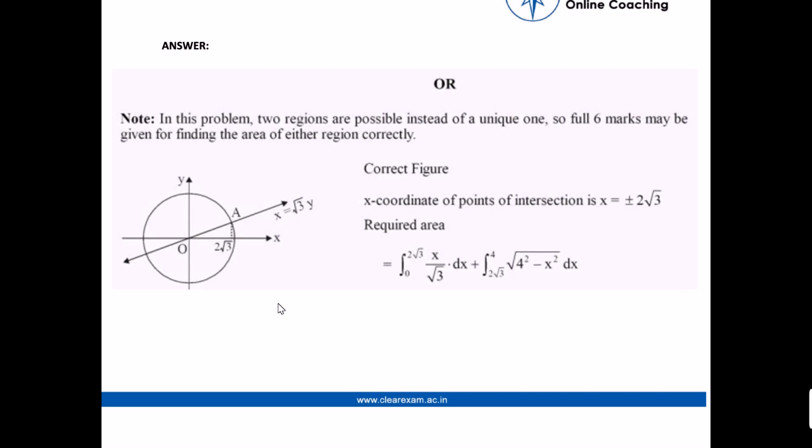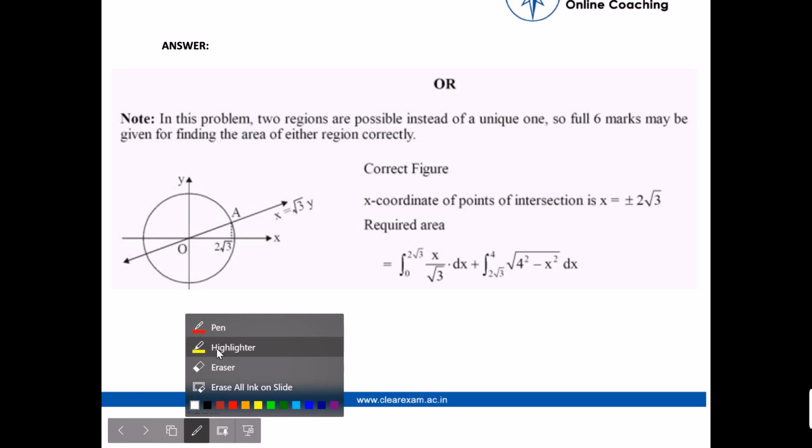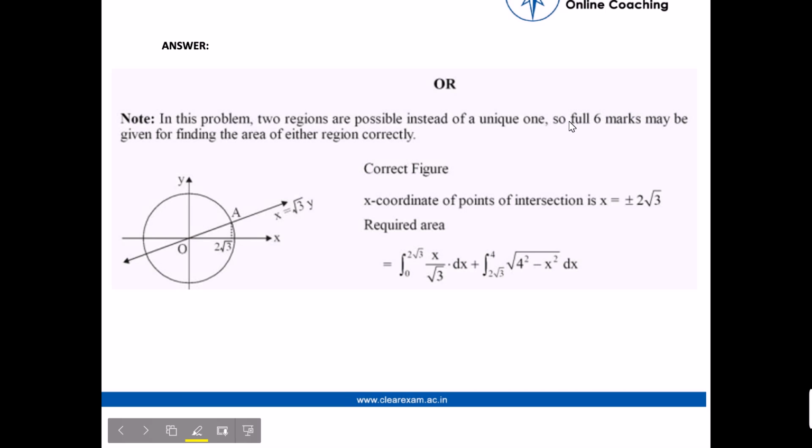Now the second. In this problem, 2 regions are possible instead of a unique one. So let's correct the figure. This is the figure. We have to find the area in the first quadrant. So there can be this area also and this area also, that are created by the line and the circle.